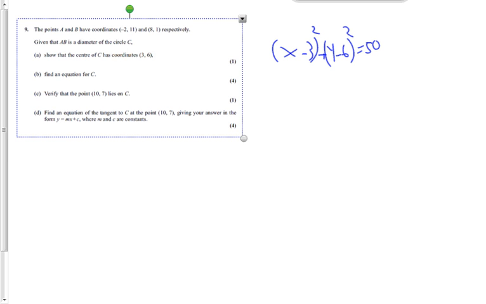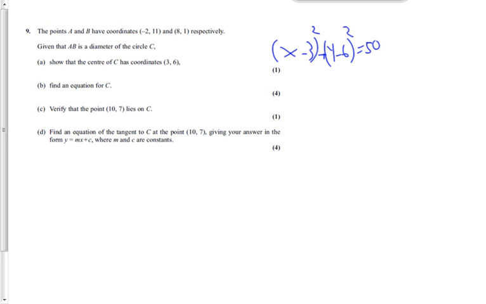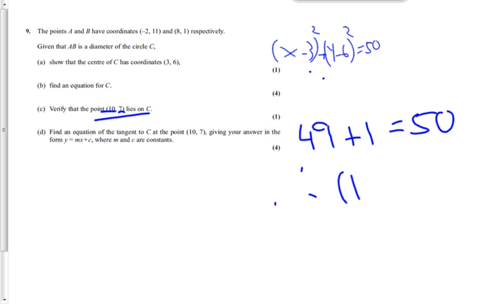Now for part C, we have to verify that the point 10,7 lies on C. So it has to satisfy the equation of the circle, which we already found in part B. So when I substitute x is equal to 10 and y is equal to 7 into this equation, I should get 50. So let's do that. 10 minus 3 is 7 squared, plus 7 minus 6 squared, which is 1 squared, which is just 1. Therefore, 10,7 lies on C.